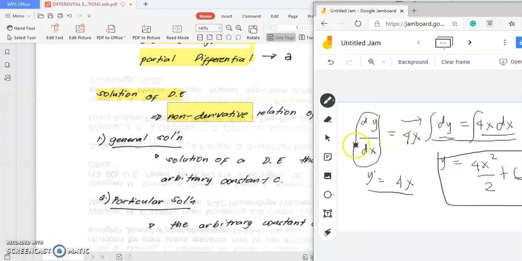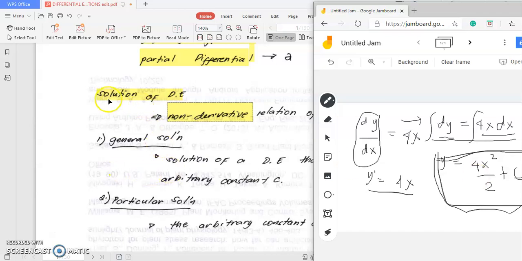Example, from the given, we have this one. An ordinary differential equation, right? Then the result will give you this one. If you could see, y is equals to 4x squared over 2 plus c, there is no more differential or derivative present. So therefore, this equation is now your solution of the differential equation.